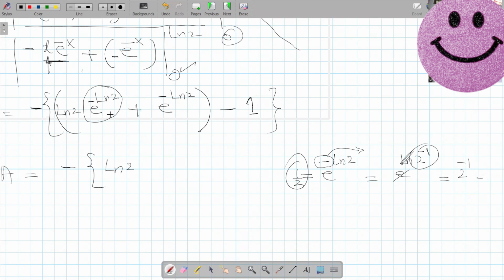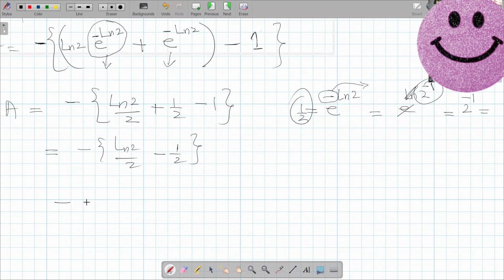Yeah, that's all good. So this is 1 over 2 and this is 1 over 2, so we will get this only. Okay, so 1 over 2 minus 1 will be minus 1 over 2. And multiplying the minus inside, the answer is going to be 1 minus ln 2 divided by 2, like this.